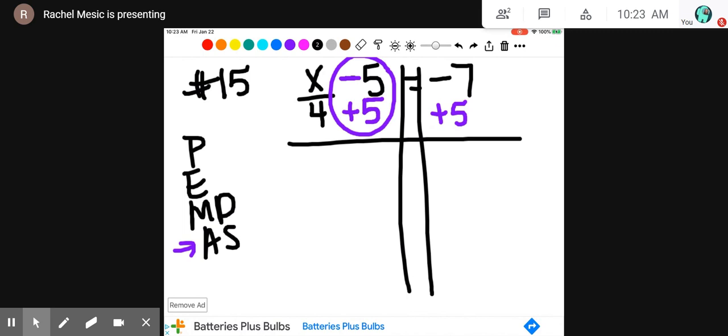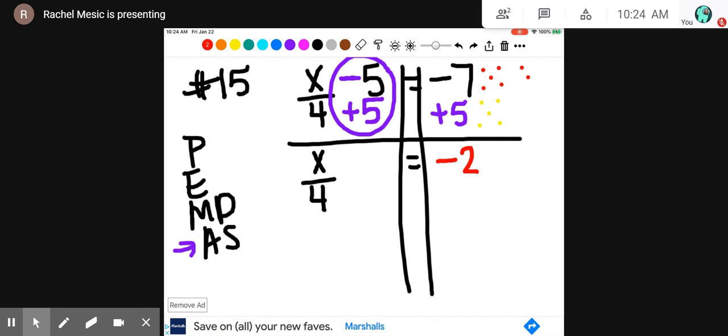So on the left, we still have some number divided by 4. And on the right, negative 7 plus 5. That's like a game of tug of war. So we have negative 7 and positive 5. The negative team is going to win because they have 2 extra players.